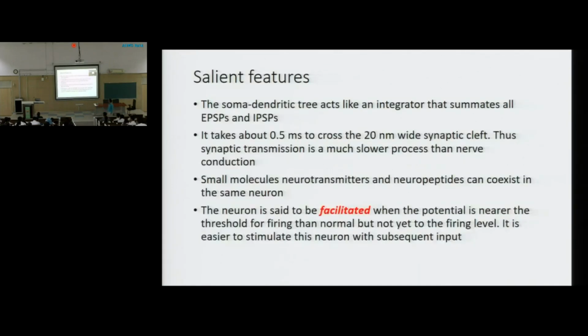The somatodendritic tree acts like an integrator that summates all the EPSP and IPSP. What does that mean? That summates all the EPSP and IPSP. So क्या होगा that after summation, what will happen with the development of post-synaptic potential? Then, if it is above threshold, action potential will fire.